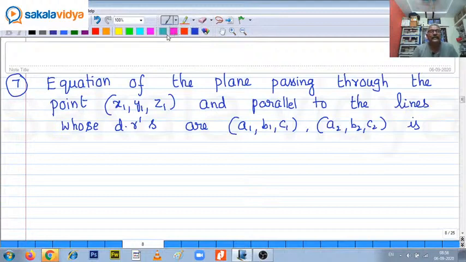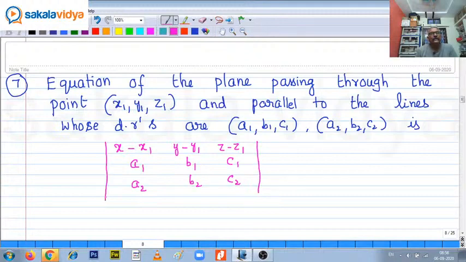This can be written in matrix form, so we can write like this: x − x1, y − y1, z − z1. Here write down A1, B1, C1, A2, B2, C2, that equals 0. If you simplify this one, you get the form ax + by + cz + d = 0. You will get it. So example later I will discuss.